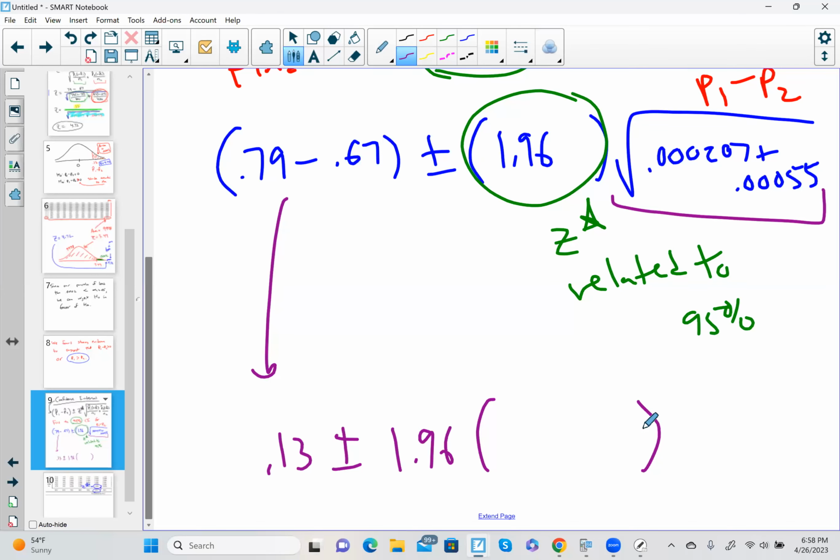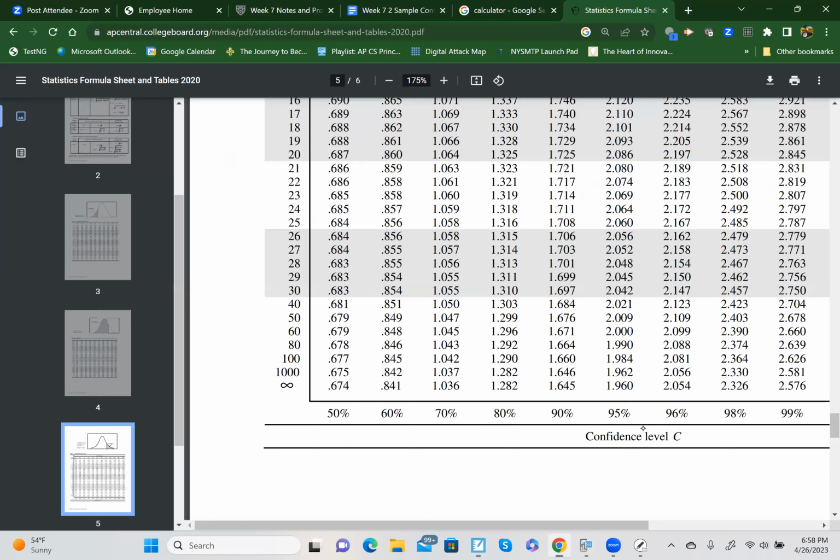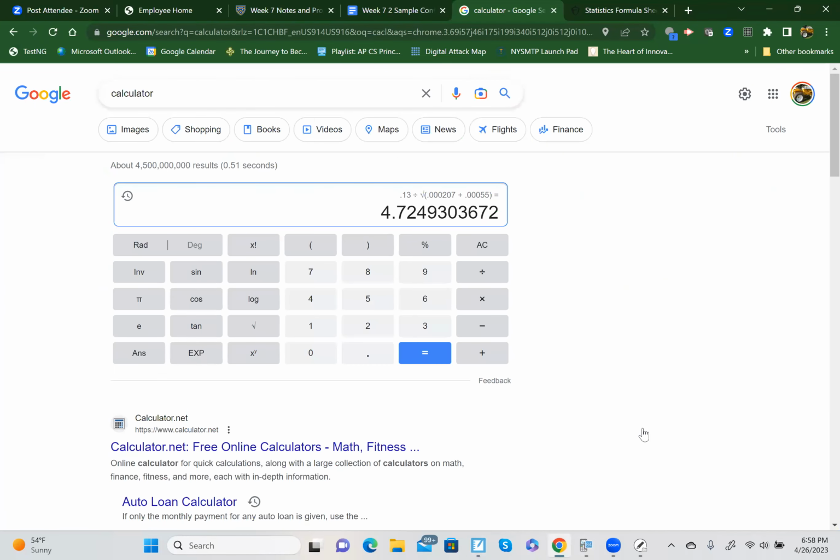So let's go do that. Here we go. In the calculator, clear. I'm going to do square root 0.000207 plus 0.00055, close parenthesis, enter, 0.0275.